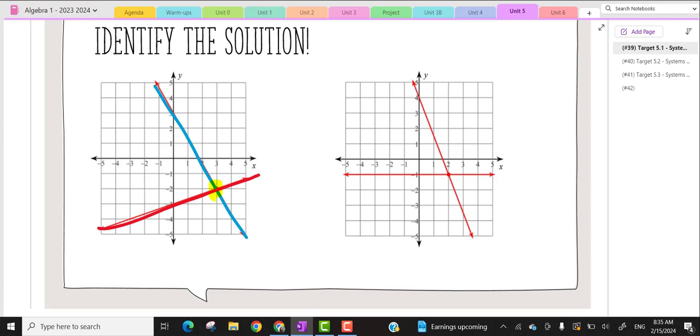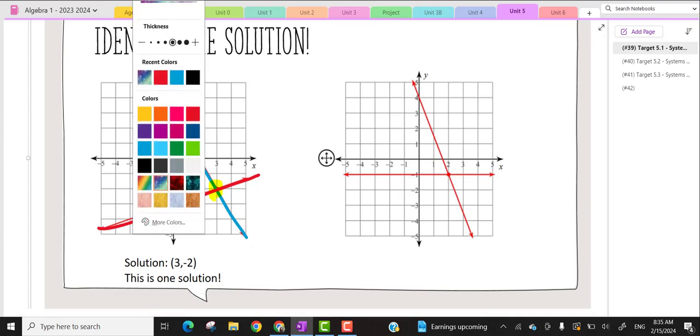Okay, so tengo dos líneas azul y el otro es rojo. ¿Dónde están las líneas cruzando? ¿Dónde está amarillo? So where is that point? ¿Dónde está este punto? So that point, x, is 3 and y is -2. So the solution is 3, -2. This is one solution. So hay una solución.